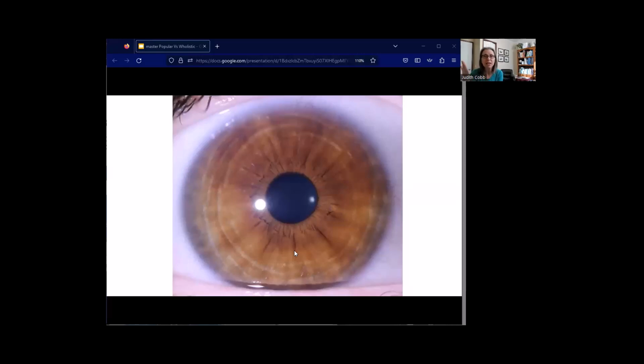Well, adrenal glands work really, really closely with the nervous system, right? This is a right iris. And what we see here is we have a radial furrow coming down through the ovary. While she's going through menopause, the ovaries are a little unstable.